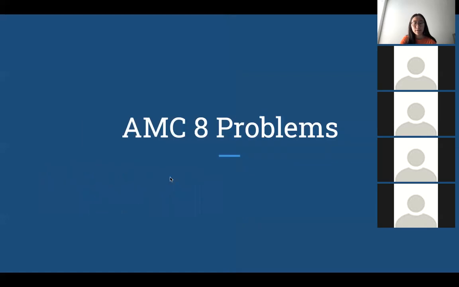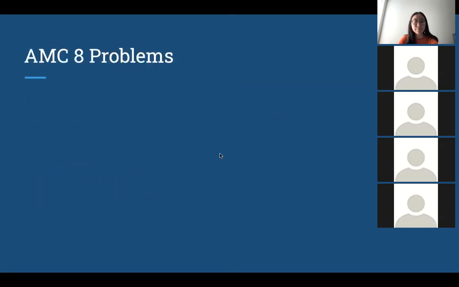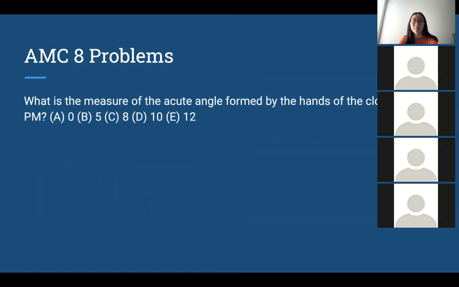So I think next up are some AMC 8 problems over the number patterns, modular arithmetic, and clocks that we've just covered. So problem 1: what is the measure of the acute angle formed by the hands of the clock at 4:20 p.m.? If you don't know acute angle, it's basically whichever angle between them is smaller, and it's less than 90 degrees.